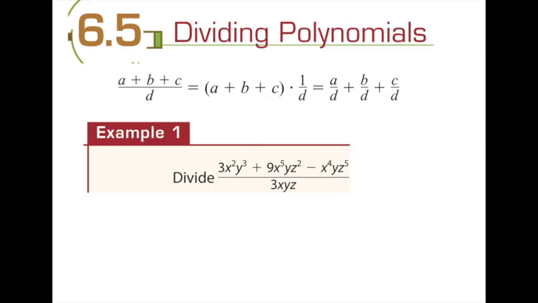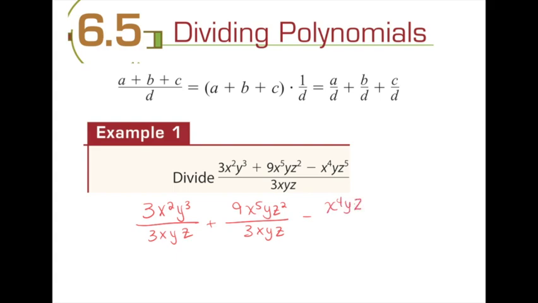So if I take each of those pieces, I would say 3x squared y cubed, and I would put it over 3xyz. And then I would add to that 9x to the 5th yz squared over 3xyz. And then I would put minus x to the 4th yz to the 5th over 3xyz. Each piece is being divided by it. And so this makes it easier because now I can reduce those just like I did from bell work.